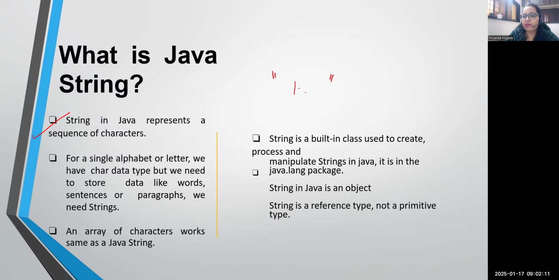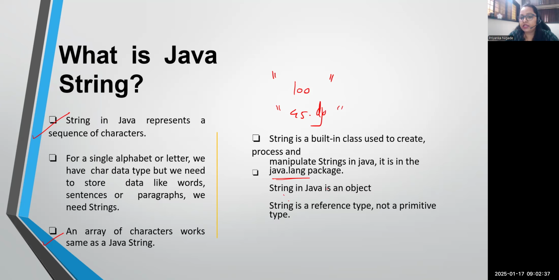So you can hold any number, any boolean, any kind of data. Whatever data you want to hold, you can hold. But whatever you write in double quotes, that will be a string. And see, an array of characters works similar to a Java string. And from which package is the String class defined by default? Remember, java.lang. String is coming from java.lang.